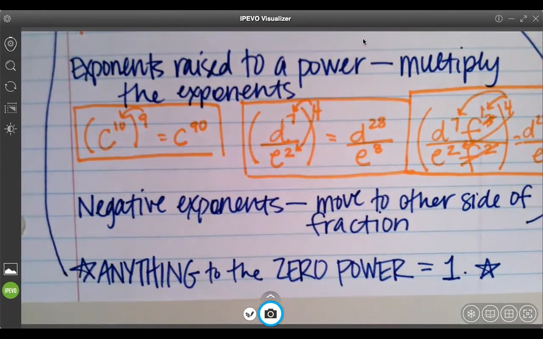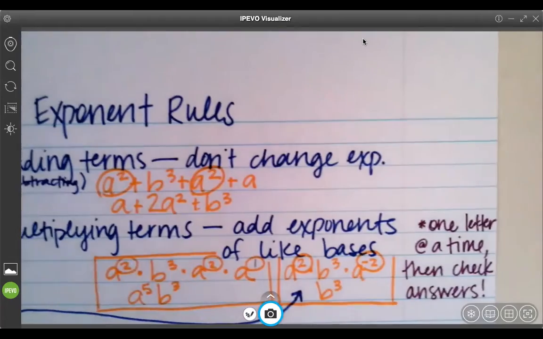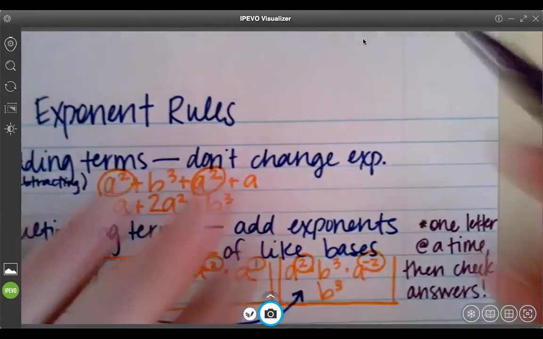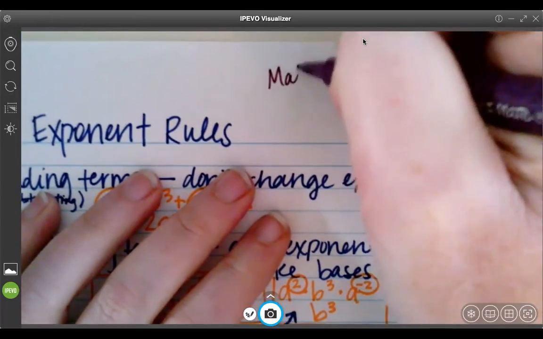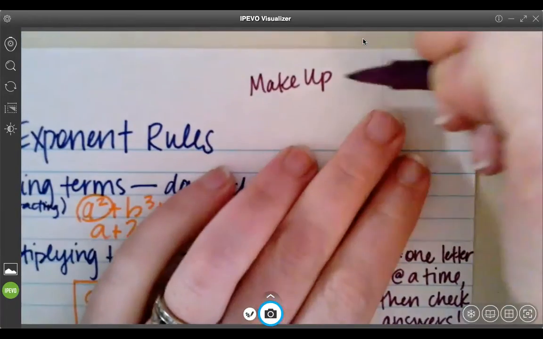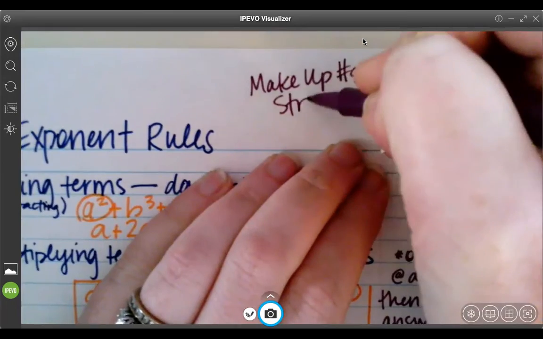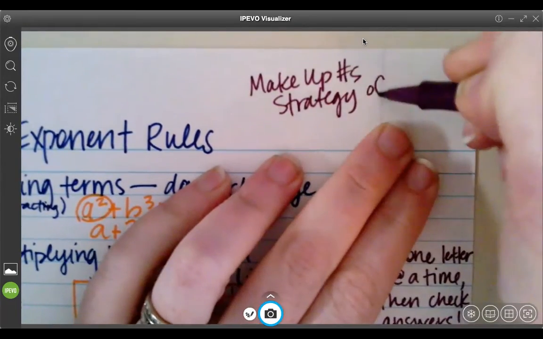Now, personally, I think it's quicker to do exponent problems if you know the rules rather than using a strategy. However, it's always good to have a strategy if you happen to be on the test and you're drawing a blank and you don't remember what the rules are. So back up at the top where you put your title, questions with exponent rules can very often be used with the make up numbers strategy. Often, not always.